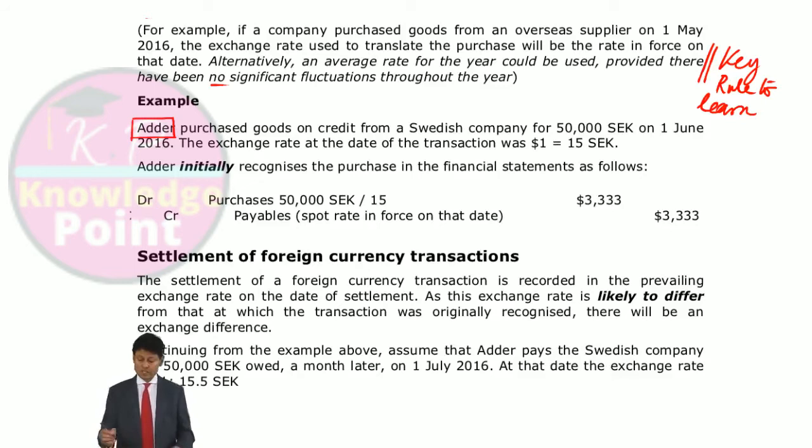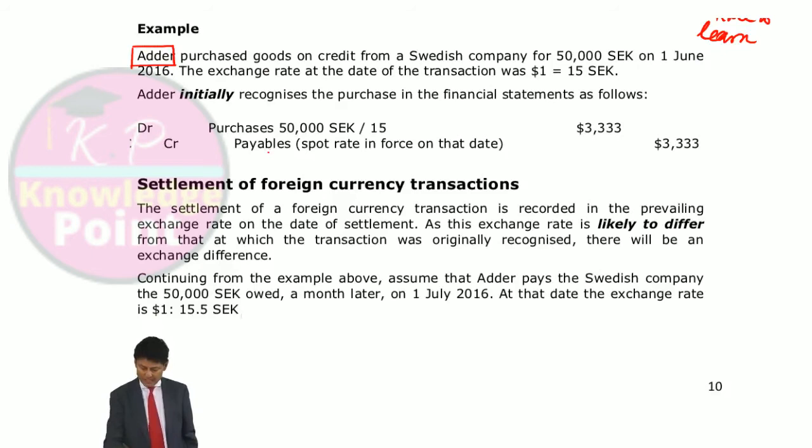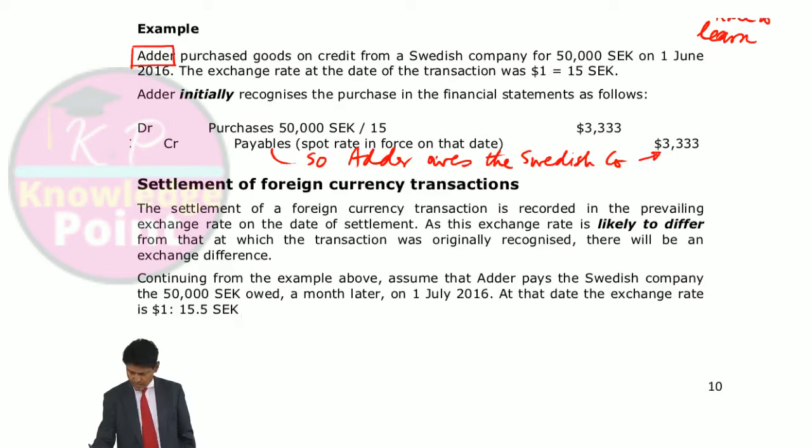Whatever the question says, just use it. Adder initially recognizes the purchase in the financial statements as follows. You debit purchases and credit payables, and you use the 15, the rate at the time of the transaction. So you tap into your calculator, you come to 3,333, just round it off to the nearest dollar. So debit purchases, credit payables, like any old accounting. Now, when you're settling it up, things are a little bit different. So basically, Adder owes the Swedish company 3,333. I'll try to keep it very, very simple. And this is on the 1st of June, 2016.